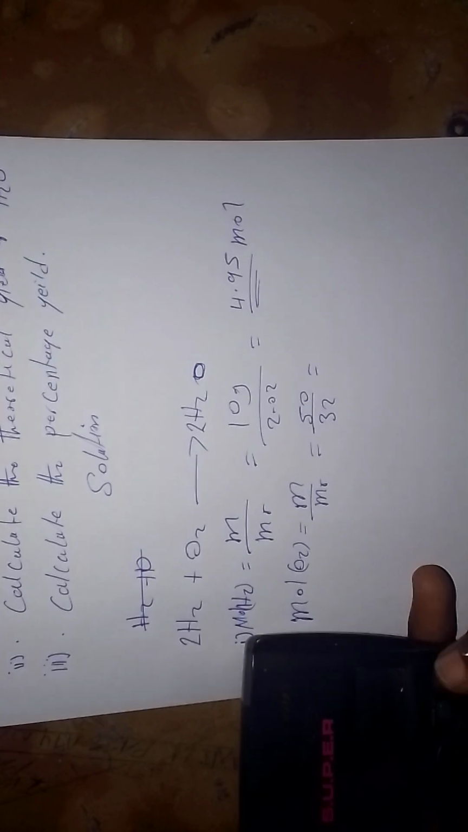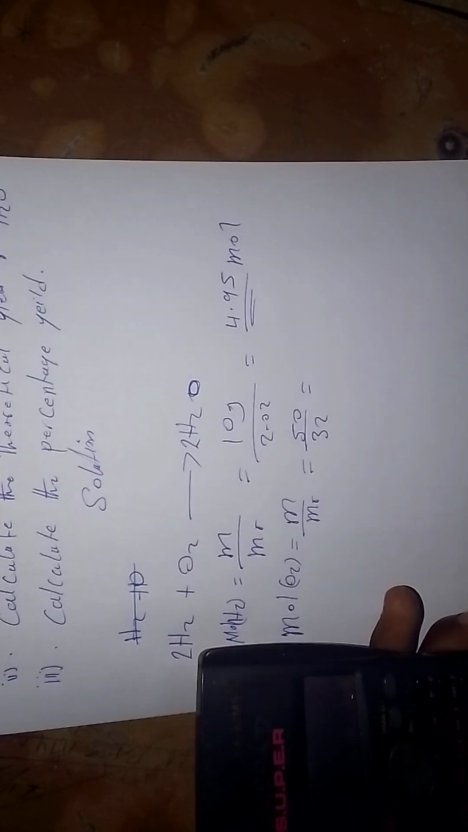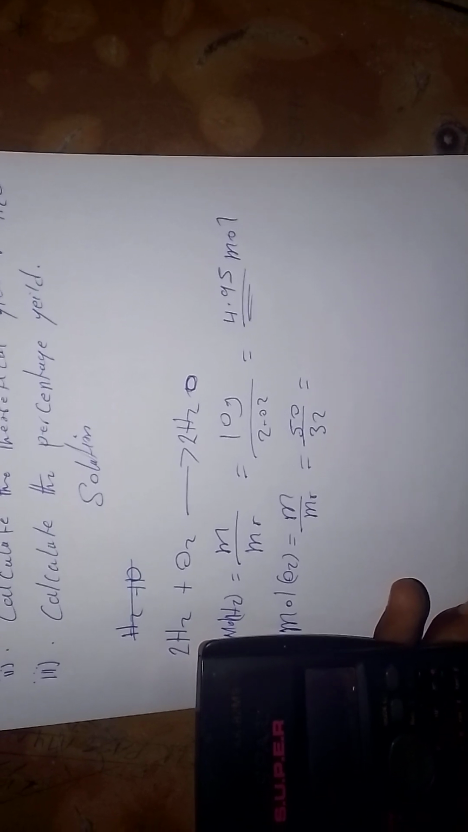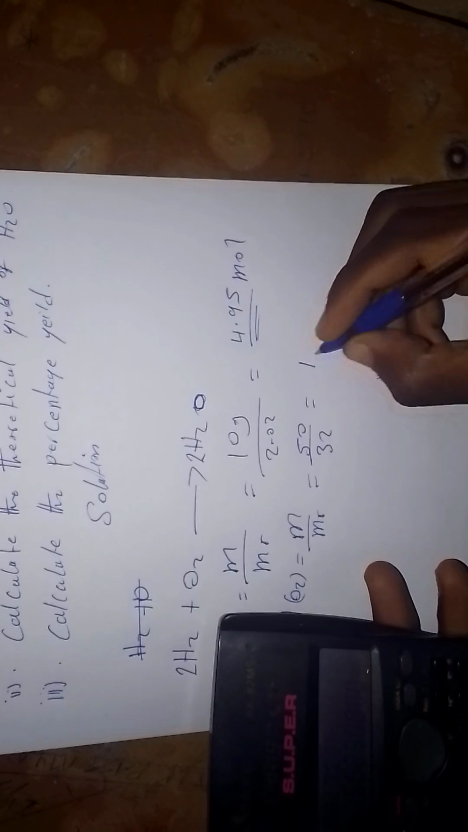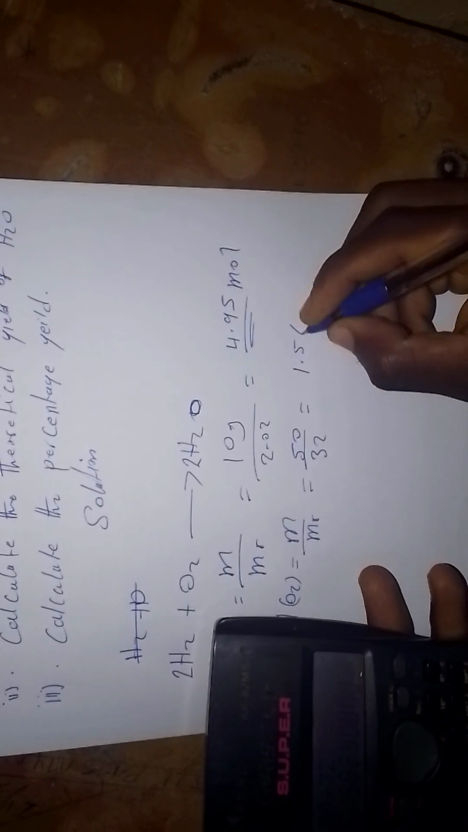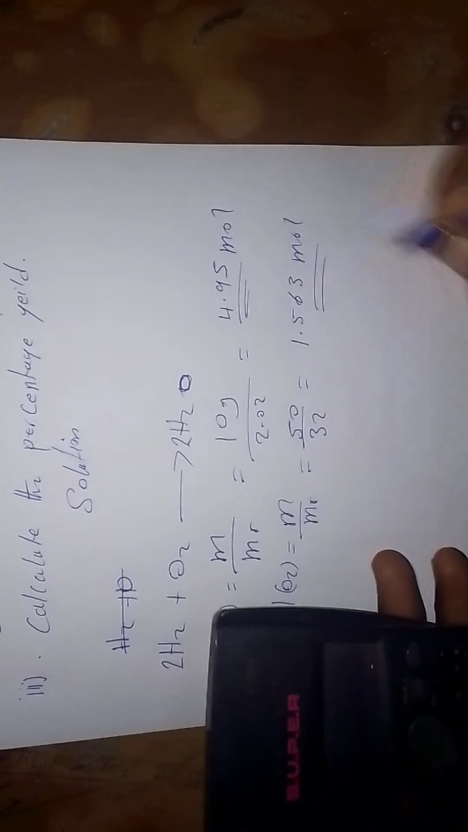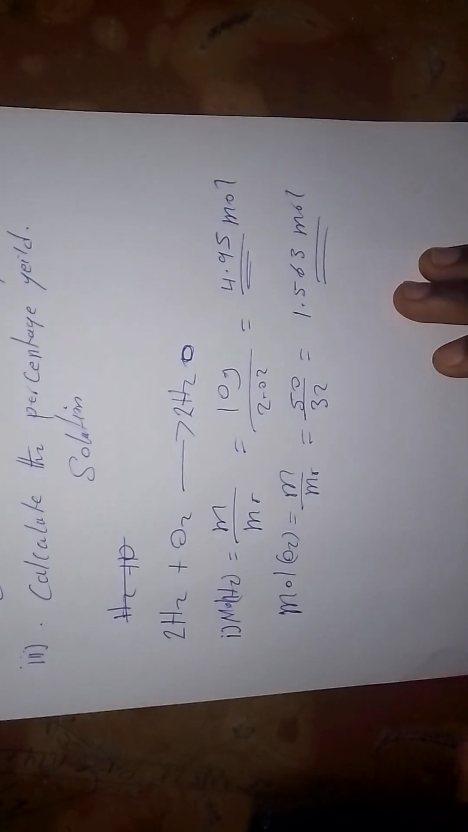Okay, so here again we divide. 50 divided by 32 is giving me 1.56 moles. Okay, so these are the moles.